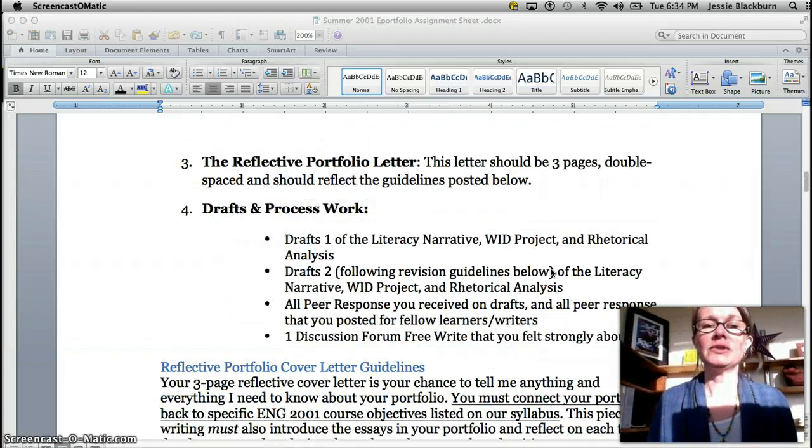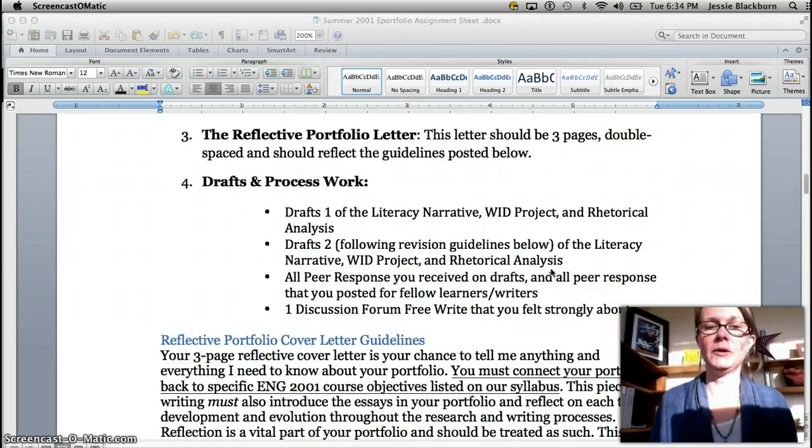You need the reflective portfolio cover letter, and I'm going to go over that here in just a minute with the cover letter guidelines below. But this letter should be 3 pages double-spaced and should reflect the guidelines posted below. And lastly, you need your drafts and process work. You need drafts 1 of the literacy narrative, writing in your discipline project, and rhetorical analysis. You need drafts 2, following revision guidelines below, of the literacy narrative, writing in the discipline project, and rhetorical analysis. So I want to make sure you see those revision guidelines below. On the initial drafts, you have guidelines for the assignment.